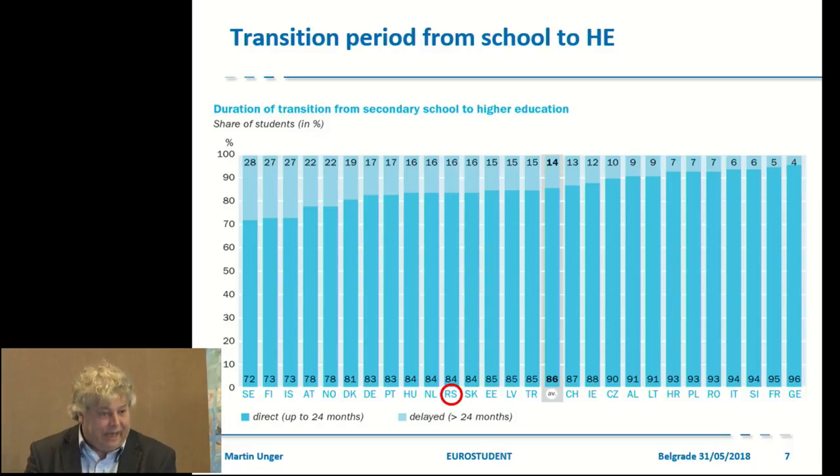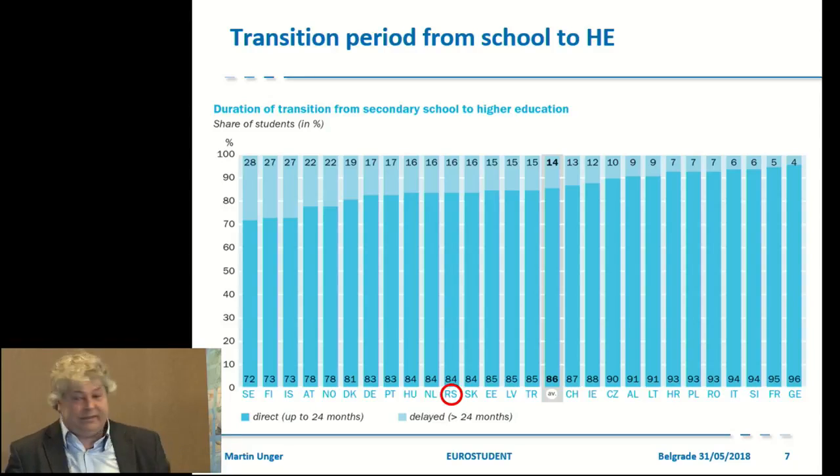But we actually mean going immediately after school: you finish school in spring, and in autumn you start studying, or do military service in between. And albeit the student population is quite young in Serbia, 16% with a delayed transition is even more than the average of these nearly 30 countries. So it's different from other countries. There must be something interesting in that group, and we can see this in the follow-up slides as well.